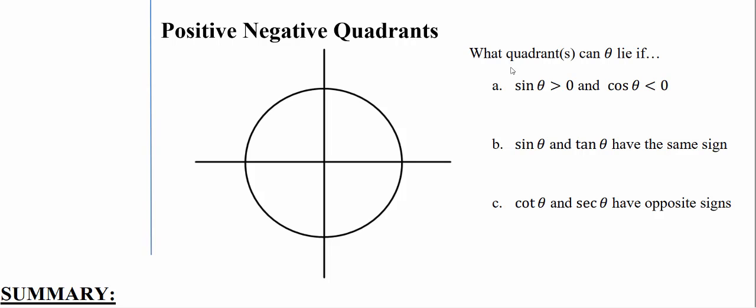Okay, here we go. So what quadrant can theta lie in if all of these conditions are met? Sine of theta and cosine of theta have to meet these requirements. So where is the sine of theta greater than 0? This is where the y's are greater than 0, but the x's are less than 0.